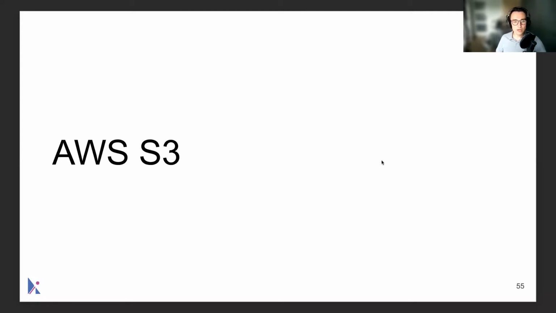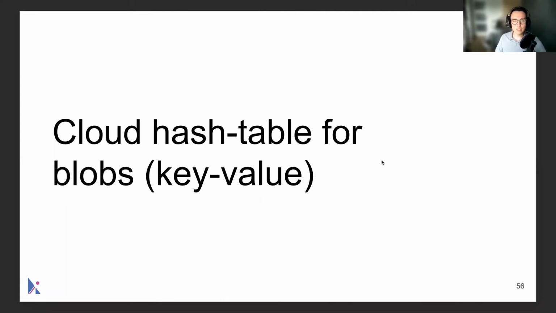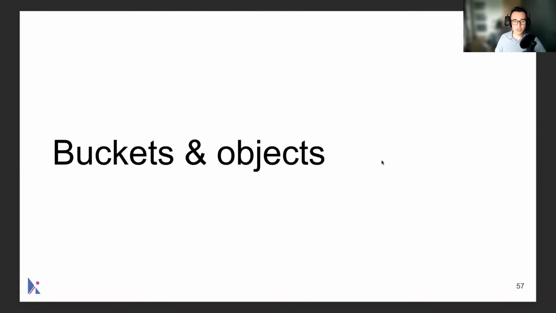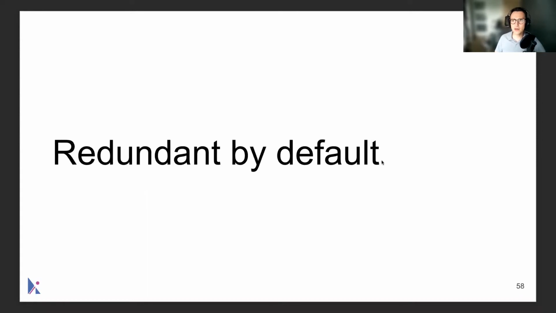Now, let's jump to AWS S3, a service that I mentioned at the very beginning of the talk. For those who may not know what S3 is, you can think about it as a cloud-based hash table for binary data, for blobs, so a key-value storage for binary data. And those binary data are represented as objects that are grouped into so-called buckets. And the nice thing about the S3 design is that all the data you are putting into it is redundant by default. So every piece of data will be replicated across multiple availability zones, each of which has a separate power supply, separate fiber connection, and things like that. So our data is really secure by design.